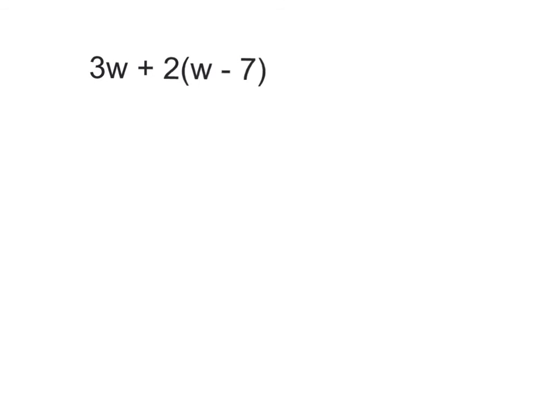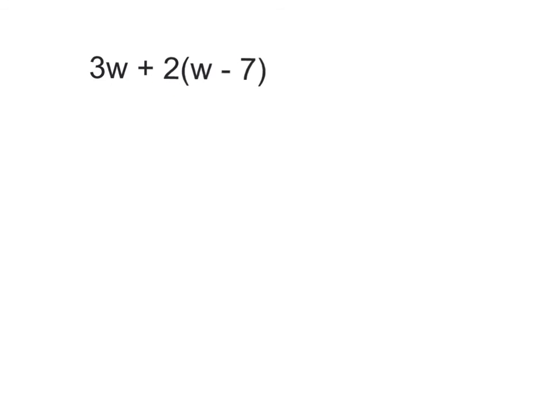Okay. So the very last thing I'm going to do in this video is combine those two topics, the distributive property and combining like terms. So you'll notice we have 3w plus 2 times the quantity w minus 7. To simplify this, we're going to first need to distribute. So be careful. What we have is here's our parentheses, and in front of it is a positive 2.